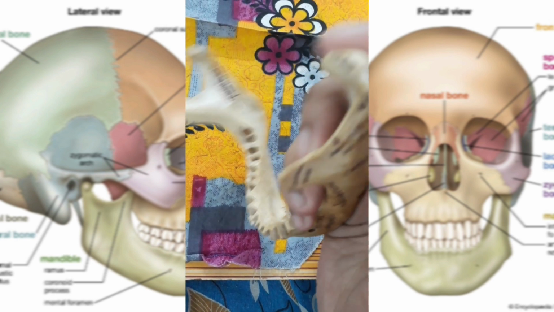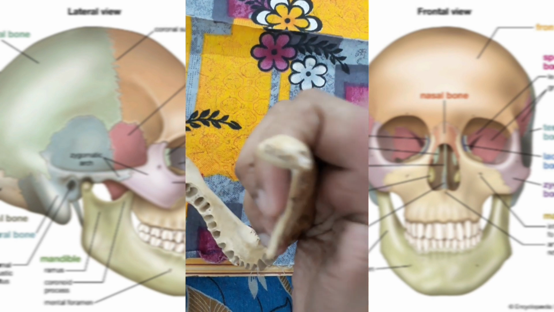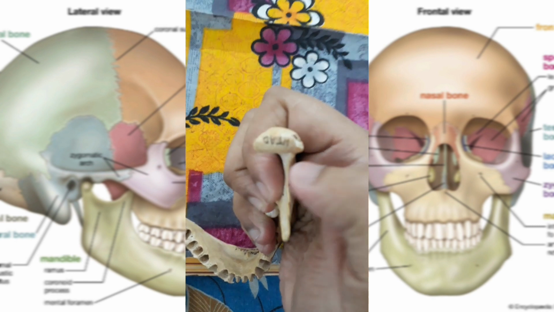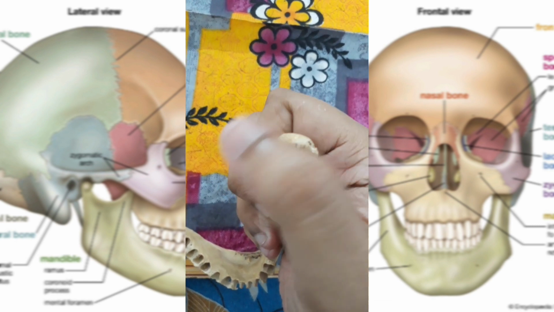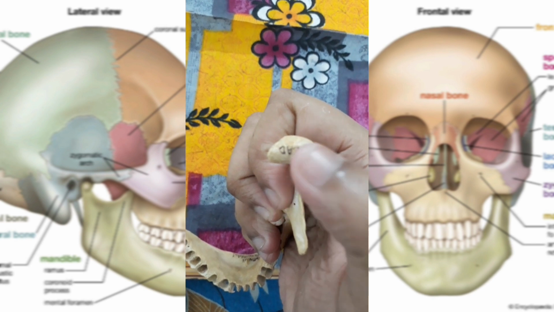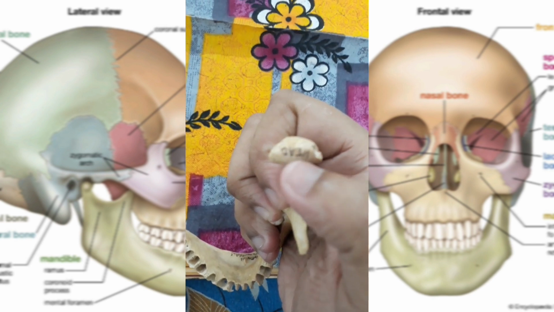Next we have the mandibular foramen. What is this mandibular foramen? This mandibular foramen is located a little above the center of the ramus, and it leads to the mandibular canal, which opens on the mental foramen and provides a passage for the inferior alveolar nerve and the artery.